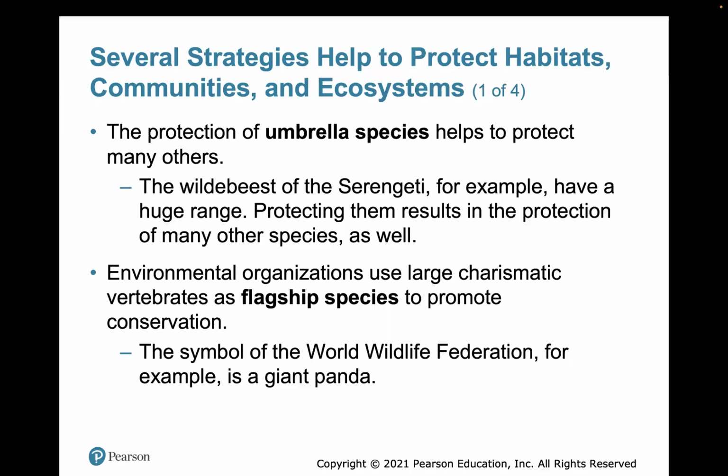And then flagship species, they also promote conservation. For example, the symbol of the World Wildlife Federation is a giant panda. People might think, oh, panda is cute, so they might support the conservation efforts for that. It's a lovable animal, so they might support that.